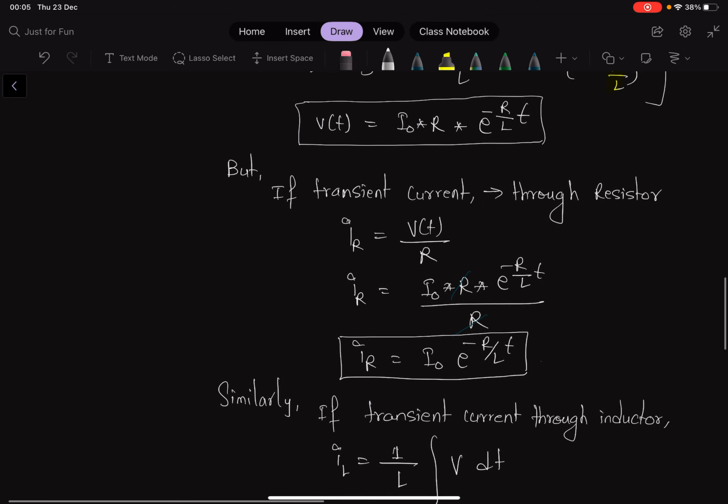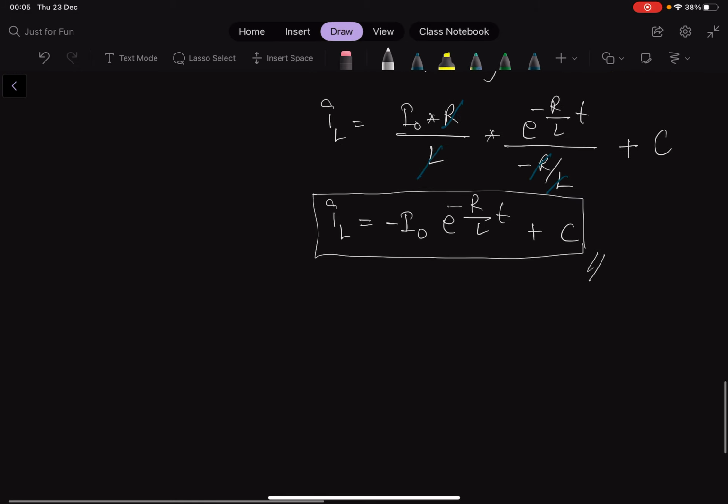So those are the expressions we can find, and that's it.